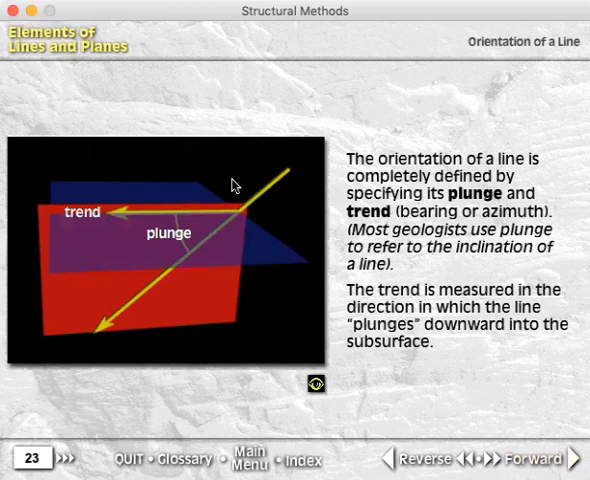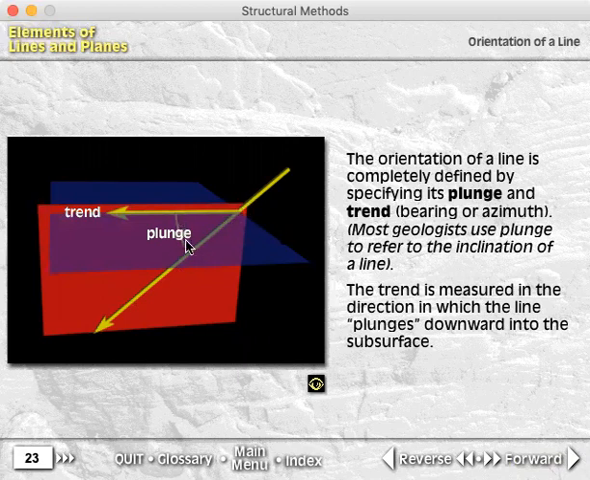And if I was standing here on the Earth's surface, I take my compass and I would measure in the direction of the line. Let's just pretend for the moment that that's directly to the west. So if we're using an azimuth method, that would be 270 degrees if it's directly west. The plunge is this acute angle. So this line now, as I'm measuring, is plunging down into the Earth's surface at some angle.